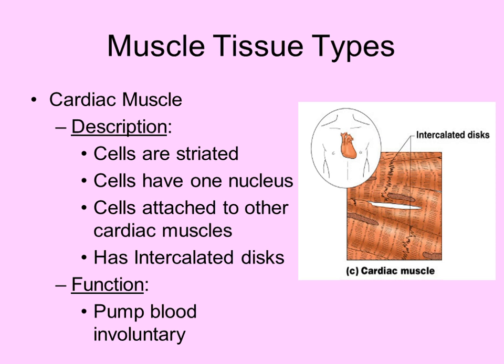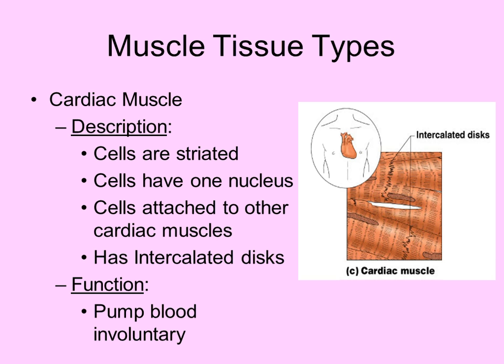Another type of muscle tissue is the cardiac muscle. Cardiac muscles also have those stripes, those striations. However, they only have one nucleus per muscle cell. And then obviously cardiac muscle doesn't connect to bone like in skeletal muscle. Instead, they connect to other cardiac muscle cells.